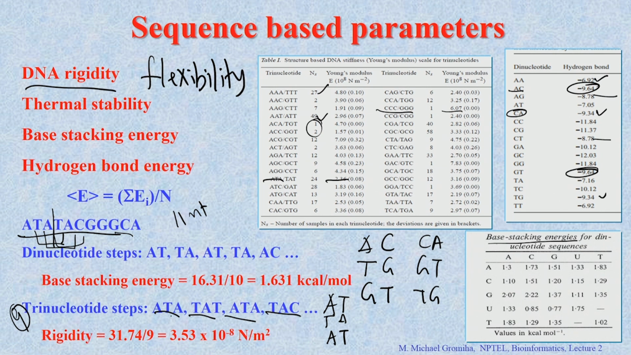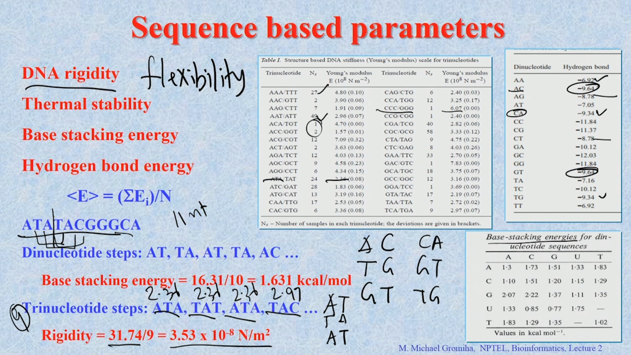What is the value for ATA? ATA is 2.36. Then what is the value for TAT? The same, 2.36, ATA same 2.36, and TAC 2.97. So add up all the values, then finally you will get 31.74 and divide by the total number of possibilities, that is 9. So 31.74 divided by 9 is equal to 3.53 in 10 power Newton per meter square. So you will get the average rigidity for this particular DNA sequence.